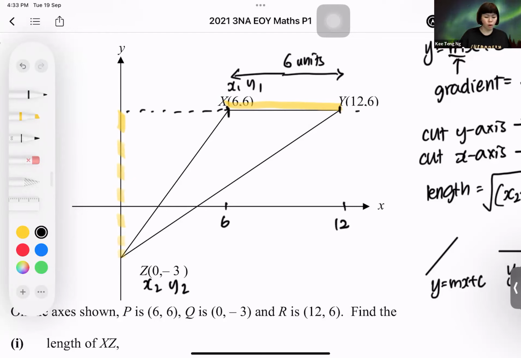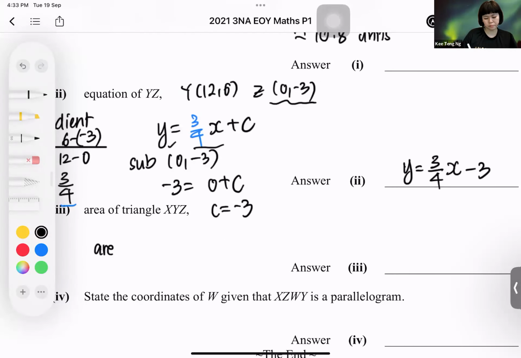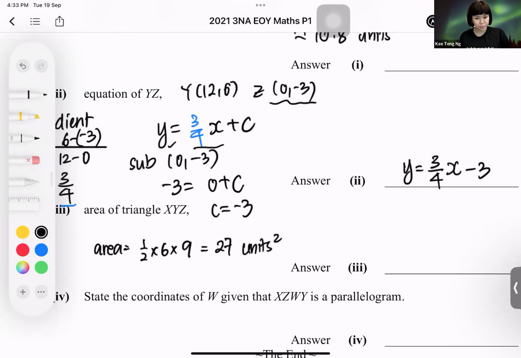For the height of the triangle, from here, my y value is 6. Both of them are 6, right? But this y value is negative 3. From here, 6 units plus another 3 units, 9 units. So area of triangle, half times 6 times 9. Have you gotten the answer?